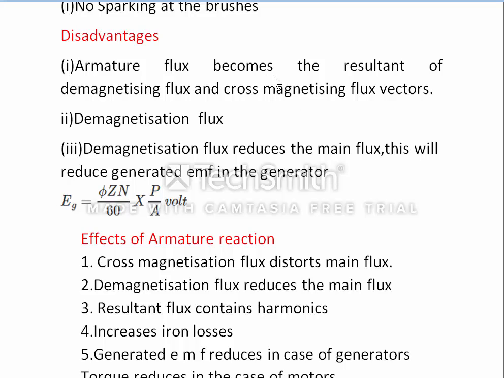So with the shifting of the brushes to the new magnetic neutral plane, additionally we are getting the demagnetizing flux. The nature of the demagnetizing flux is to reduce the main flux. Cross magnetizing flux is already there. So this demagnetizing flux ultimately reduces the generated EMF in the generator. Once the flux reduces, automatically the generated EMF reduces.